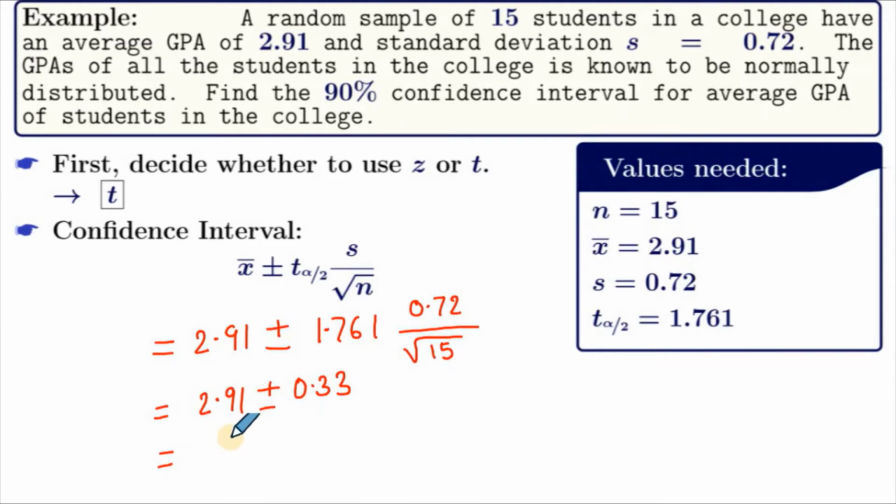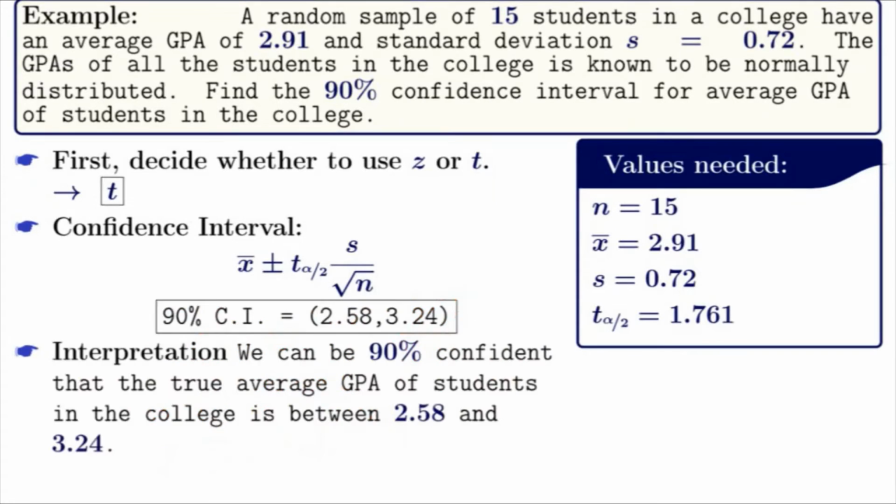0.33. For lower value of the confidence interval, you'll get 2.58, and for upper value, you'll get 3.24. So to get the lower value, you will be doing 2.91 minus 0.33, and for the upper value, you will be doing 2.91 plus 0.33, which is equal to 3.24. Finally, let's interpret the result. So we can be 90% confident that the true average GPA of students in the college is between 2.58 and 3.24.